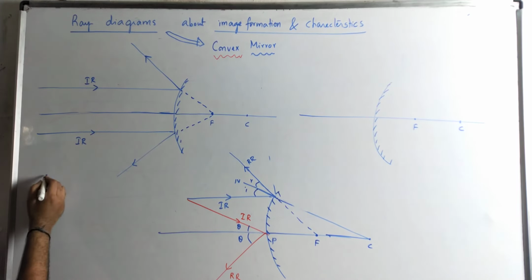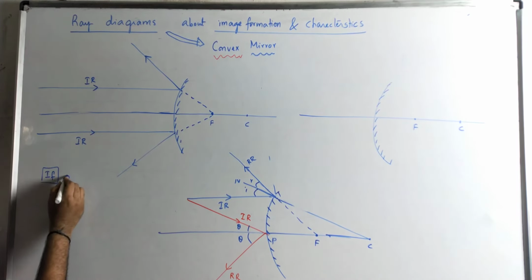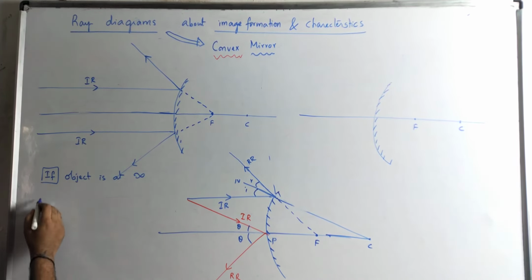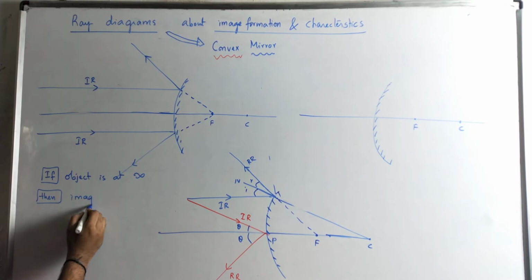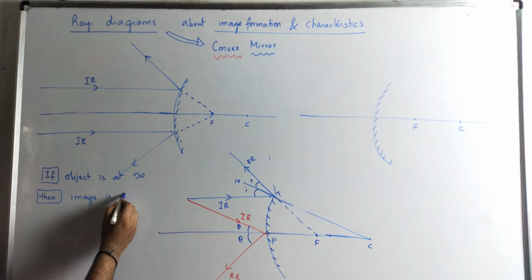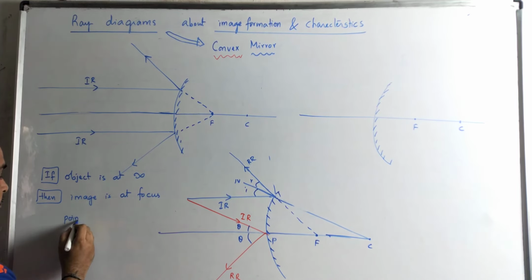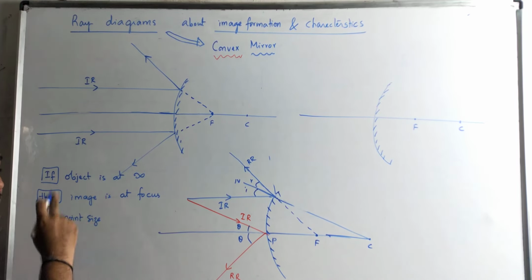So what is the ray diagram? If the object is at infinity, then the image is point-sized, the image at focus, point size. Both are the same there and here, but the only thing is that previously it was real, now it is virtual. But you cannot talk about magnified, erect, that kind of things because it's a dot size.